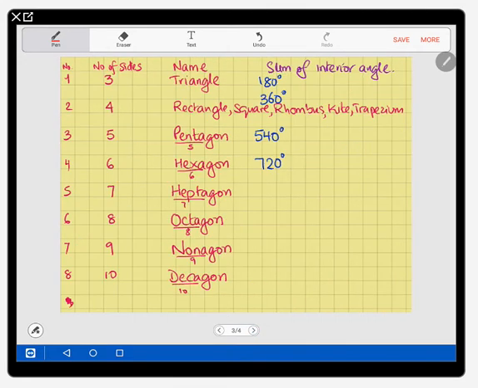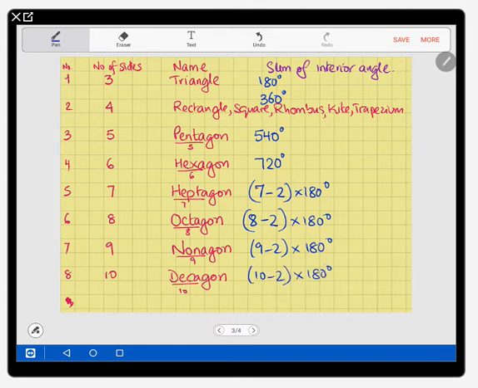And by the way, let us do this one. For 7, the answer will be 7 minus 2, number of sides minus 2, multiplied by 180. It's 8 minus 2, multiplied by 180. So it's 9 minus 2, multiplied by 180. And 10 minus 2, multiplied by 180. I let you work this out by yourself, and then you give me the answer if you can. Just give me the answer for these.